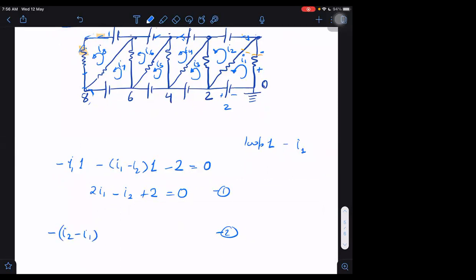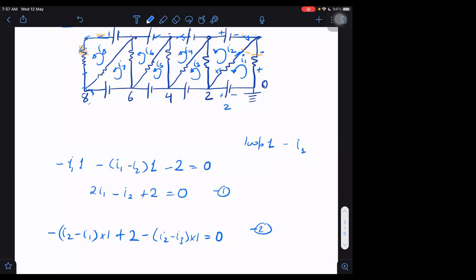Why minus? Because potential always decreases in the direction of current in resistors. So minus 2 of (I2 minus I1) into 1. But this time, notice, when we go from here to here, the voltage increases. So plus 2, minus (I2 minus I3) into 1, is equal to 0. We are back to the same place. So you got it now?